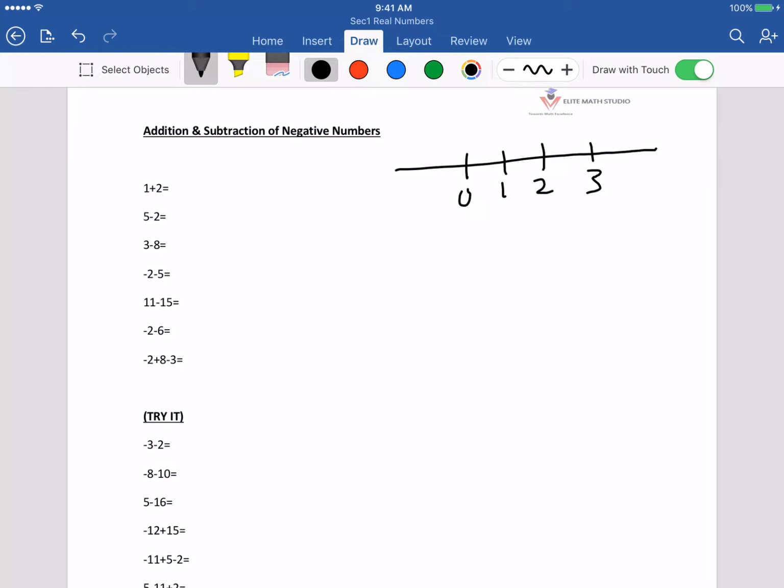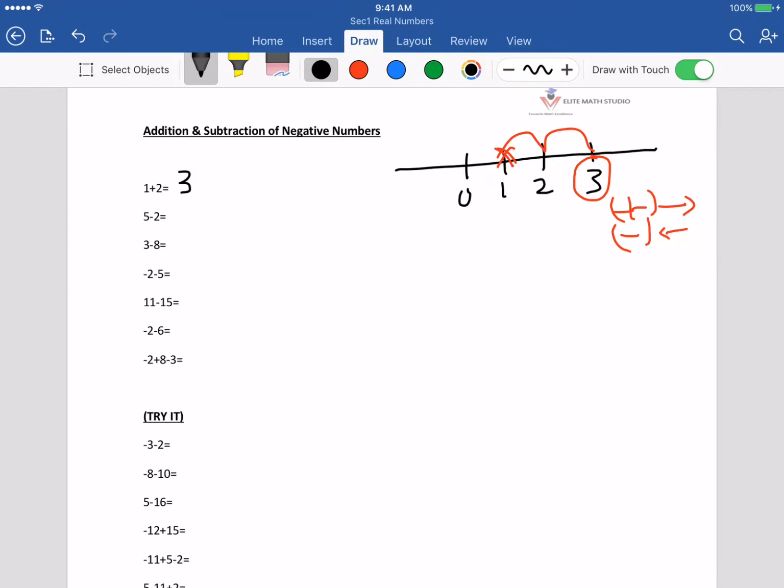1 plus 2. What number do you start with? You start at number 1. Remember, plus means jumping right, going rightwards. Minus, if plus means right, then minus will be left. 1 plus 2 means from 1, you jump right 2 steps. So that's why you land on what? 3. That's the answer for this one.